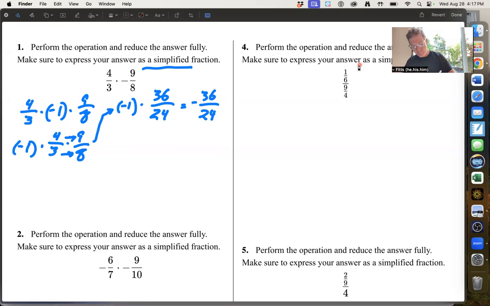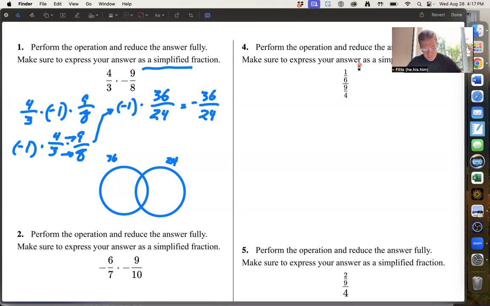Venn diagrams. So if we think about a Venn diagram, the one on the left could represent 36, and the one on the right could represent 24. If I take 36 and find all of the prime factors of 36, that's divisible by 12 and 3, and then that's 4 and 3, and 2 and 2. So the prime factors of 36 are 2, 2, 3, 3.